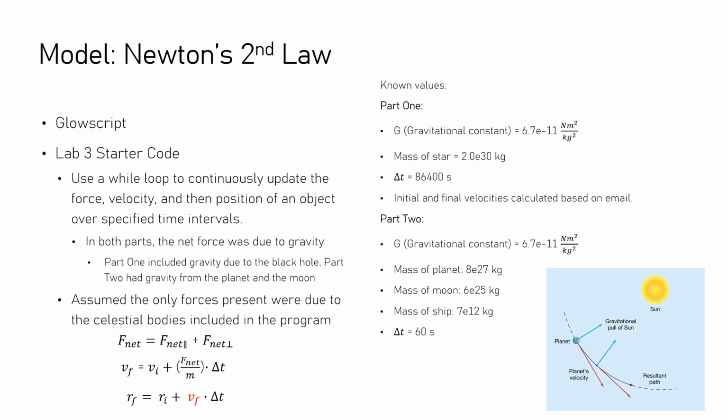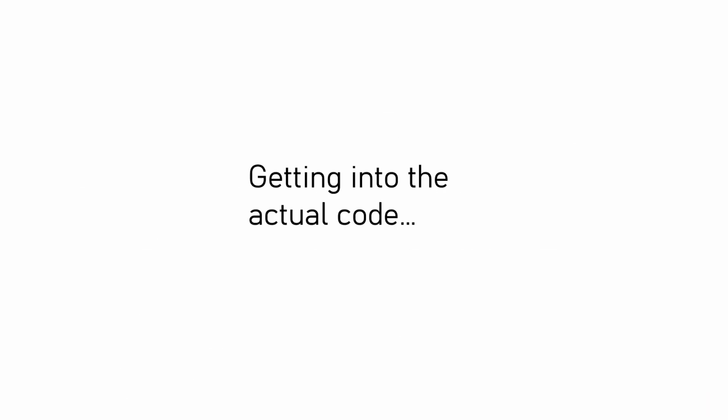So we have F net equals F net perp plus F net parallel, and then we update the velocity, and then we update the position using the known values. Now, we start with the known values of G, the gravitational constant, the mass of the star, and delta t, and initial and final velocities calculated based on momentum, which is something that the code did for part 1. Now, part 2 had the same gravitational constant, but different masses, masses of a planet, moon, and the ship, and our delta t then was 60 seconds.